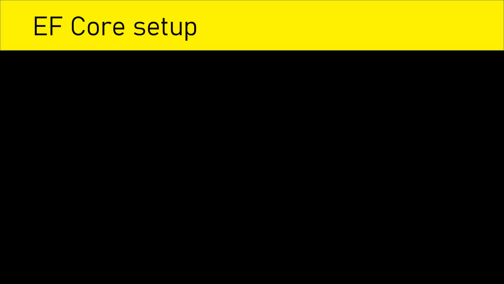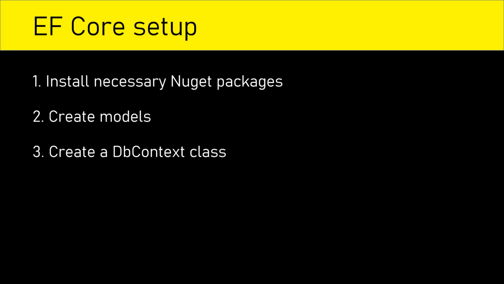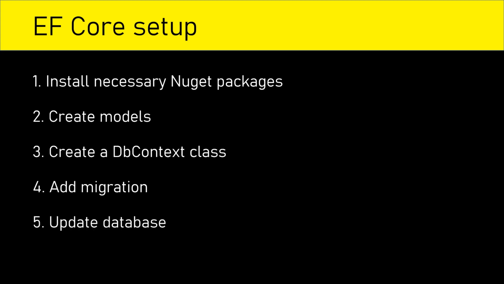Before discussing migration, let's quickly recap the important steps that are involved in Entity Framework Core setup. The first step is to install necessary NuGet packages. Second step is to create models. We also call them entity classes. Then create a DbContext class, which is another important class, and add migration. And the last step is to update database. Once these steps are done, we can start working with database.